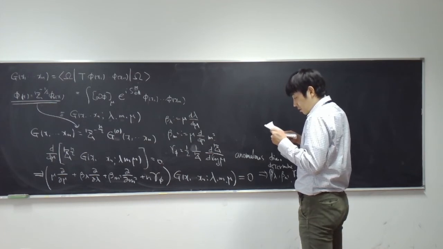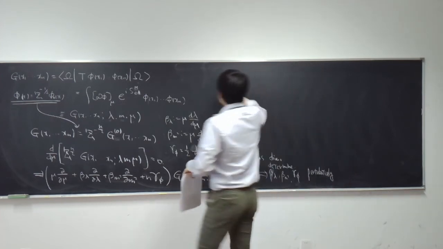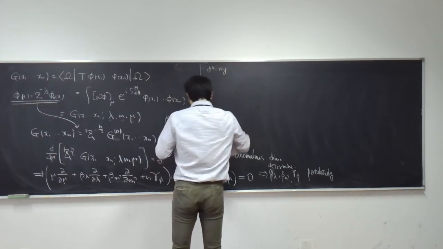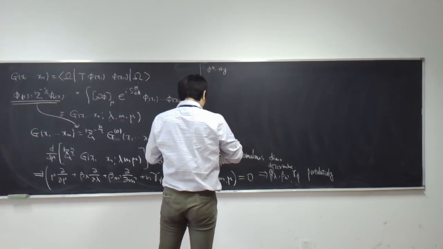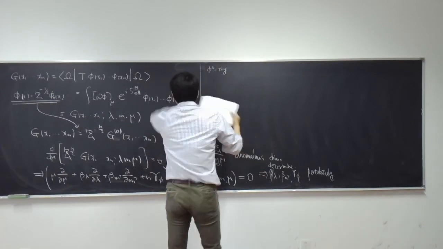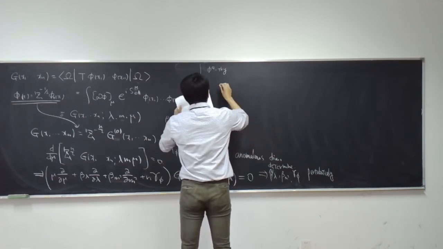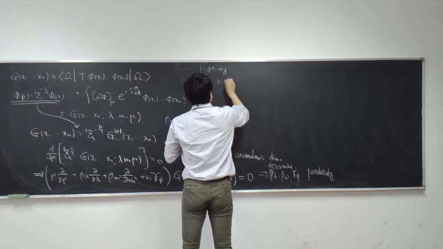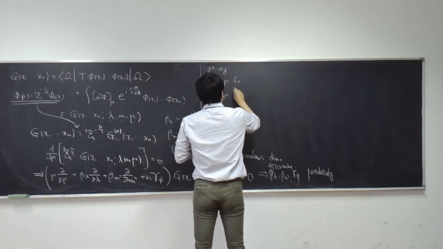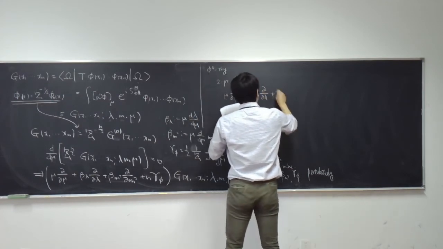Let's look at the example. So the last time, what we saw is this. Let's look at phi-four theory, for instance. Okay, we have plenty of time. So in the two-point function, the Callan-Symanzik equation becomes partial mu plus beta lambda partial lambda plus two gamma phi.